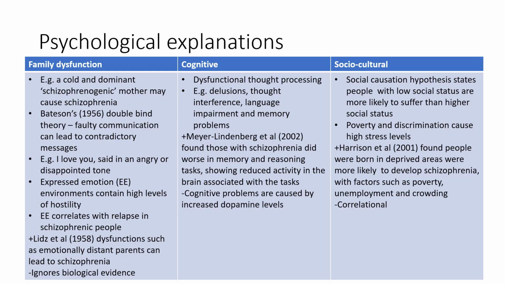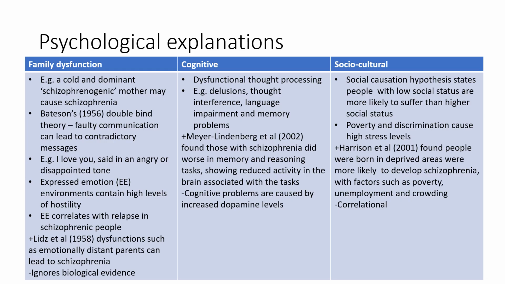Cognitive, so this is dysfunctional thought processing such as delusions, thought interference, language impairment, and memory problems. Meyer-Lindenberg et al. in 2002 found those with schizophrenia did worse in memory and reasoning tasks, showing reduced activity in the brain associated with the task. Cognitive problems are caused by increased dopamine levels, however.